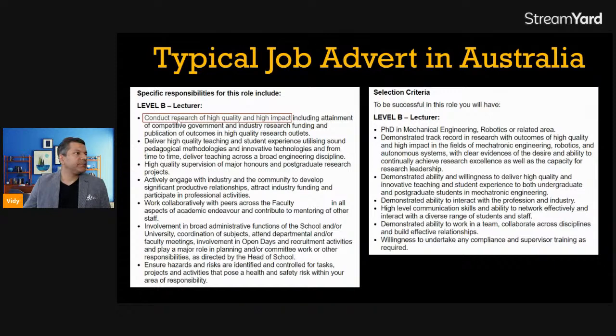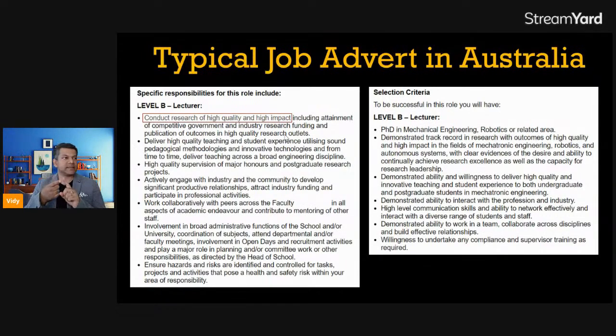So the first is conduct research of high quality and high impact. So that is one. So focus on research. And this example is from a top university in Australia. So this is kind of the highest benchmark that you can imagine. Conduct research in high quality and high impact, including attainment of competitive grants, competitive government and industry research funding, and publications of outcomes in high quality research outlets.